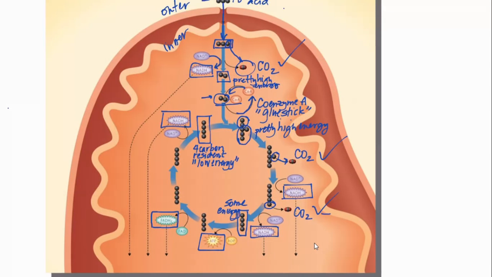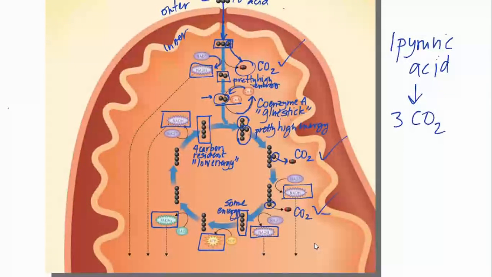So with that 1 pyruvic acid, we now have 3 carbon dioxides left. We have 1 ATP, 1 FADH2, and 4 NADHs. Look over the drawing and make sure that I've done my math right.